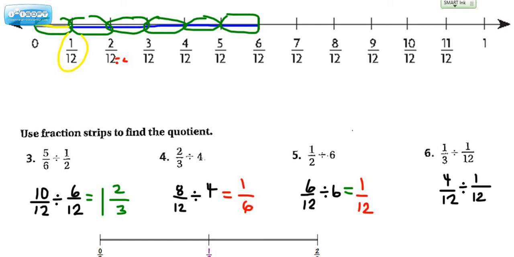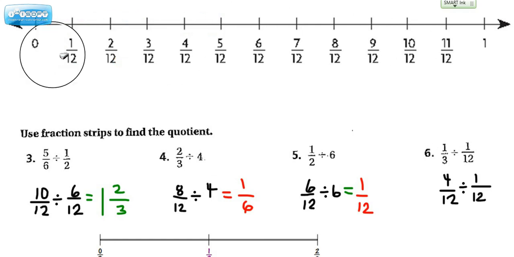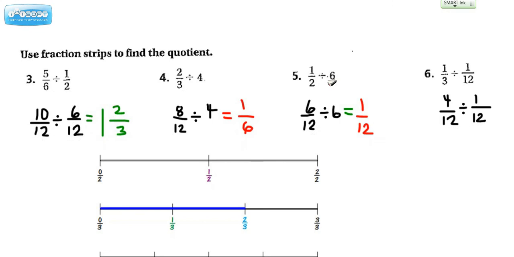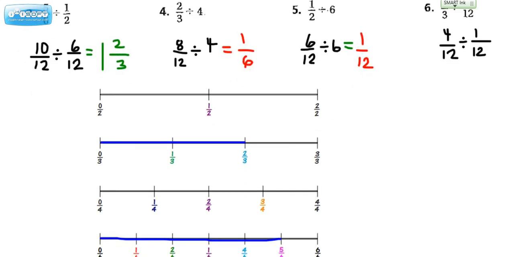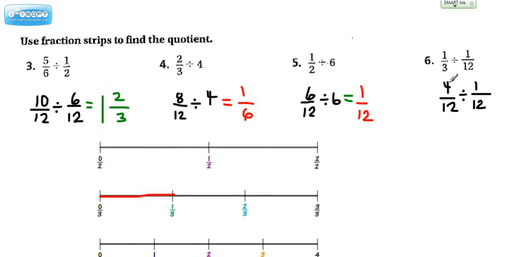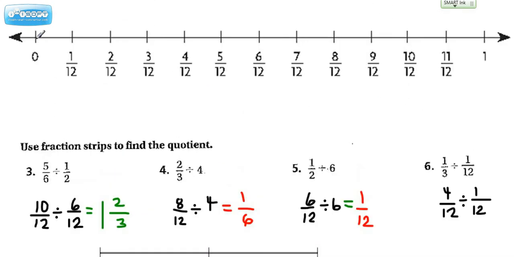All right, let's look at number 6. Number 6 is 1/3. On this number line, 1/3 is going to be equal to 4/12. 1/3 and 4/12 are the same thing. We want to figure out how many 1/12 groups there are. Here's 1, here's 2, here's 3, and here's 4. So the answer is 4.